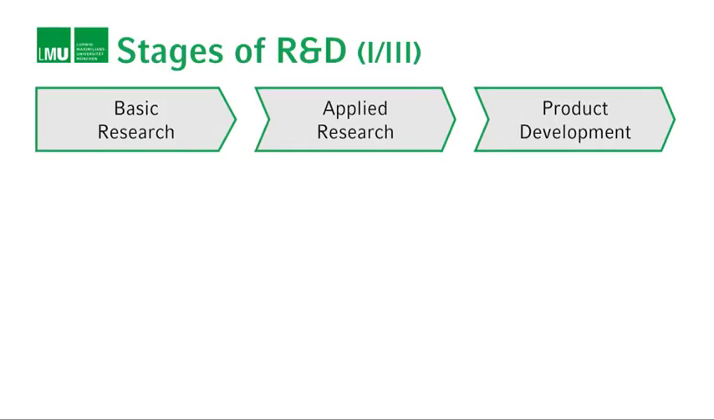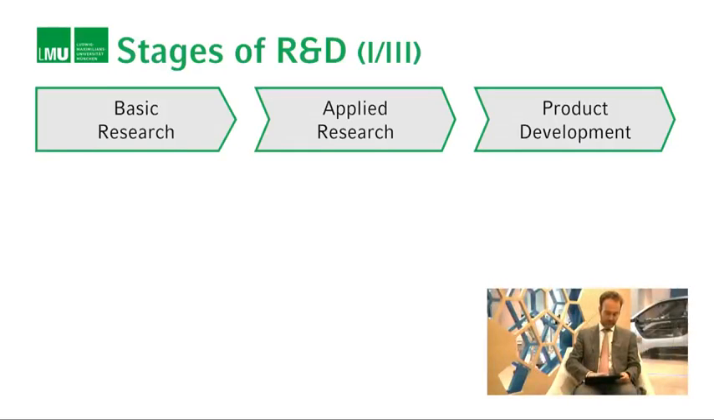So before we have a closer look at strategic aspects, let's first clarify what we mean when we talk about innovation and research and development. There are several important aspects and distinctions, and we'll focus on these in the coming two videos. So thinking about the stages of R&D, the main distinctions are between basic research, applied research, and product development. And we'll look at those in turn.